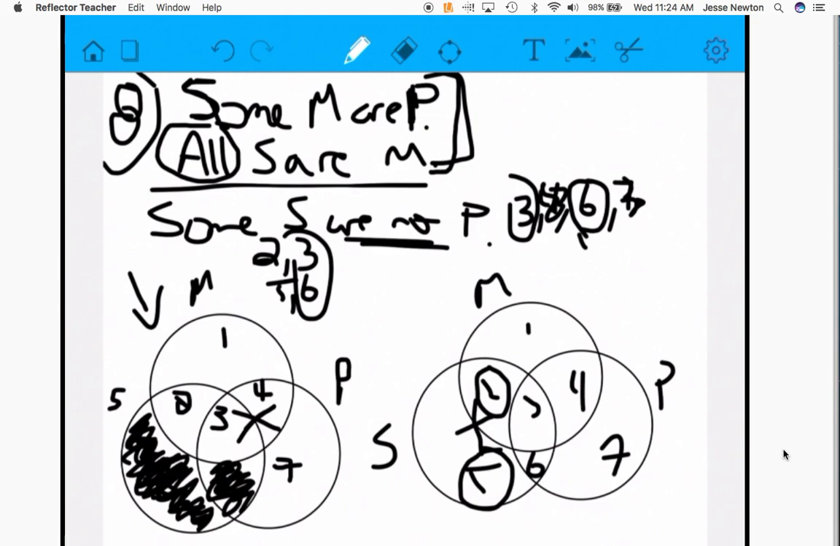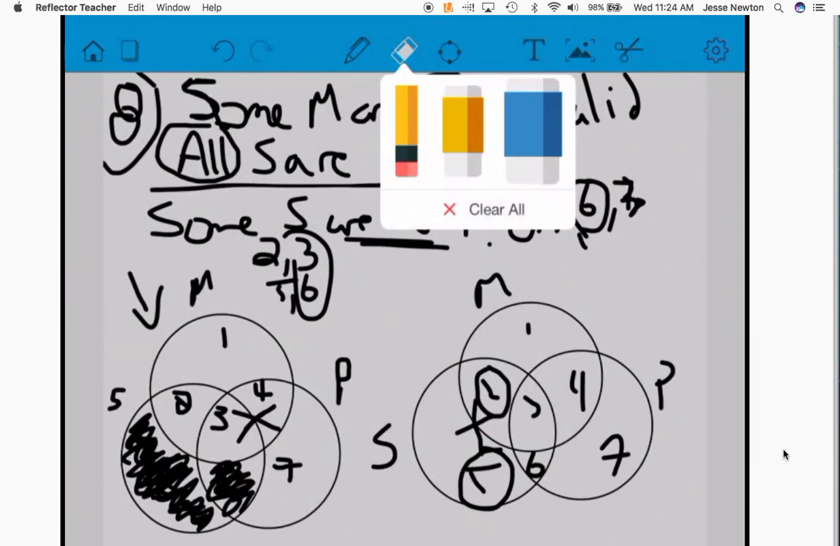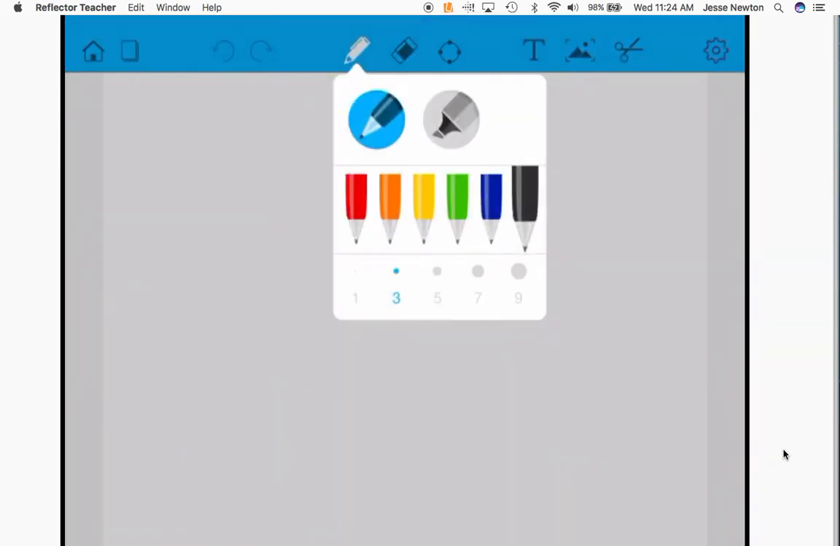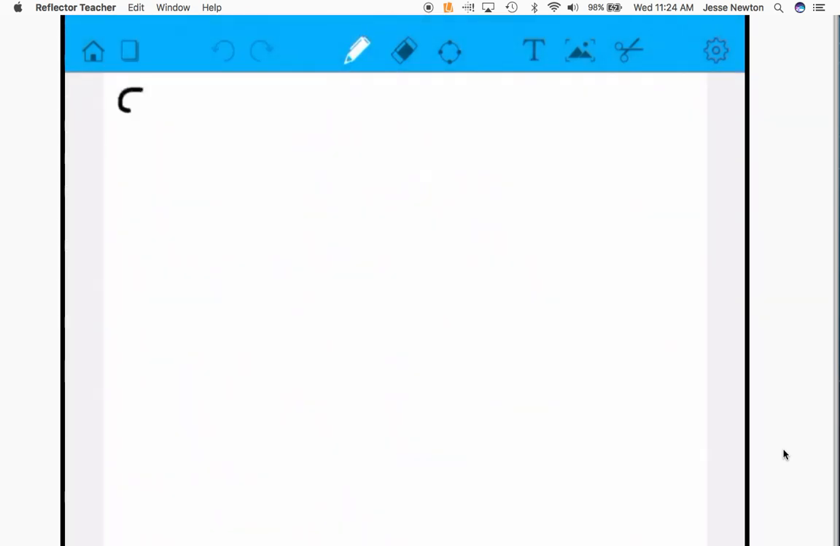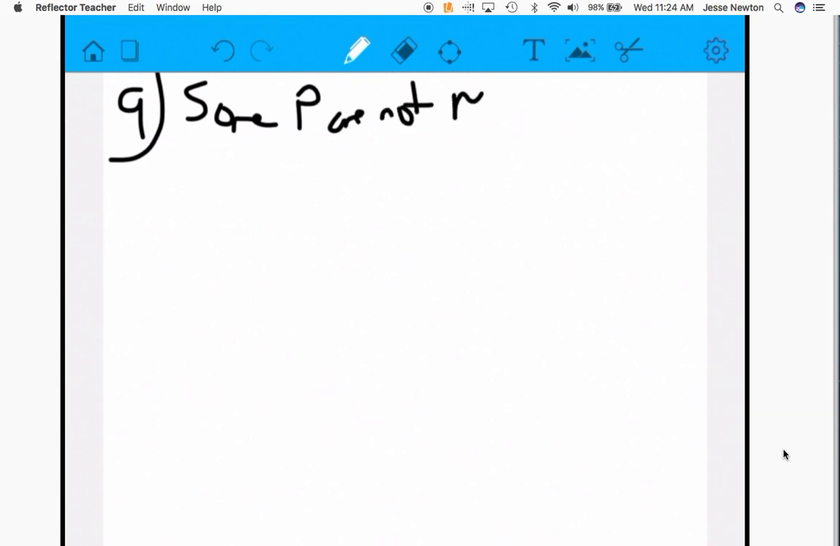The answer is no. And so this argument is invalid. All right. That was number 8. On to number 9. And number 9, you're given this argument. Some P are not M.